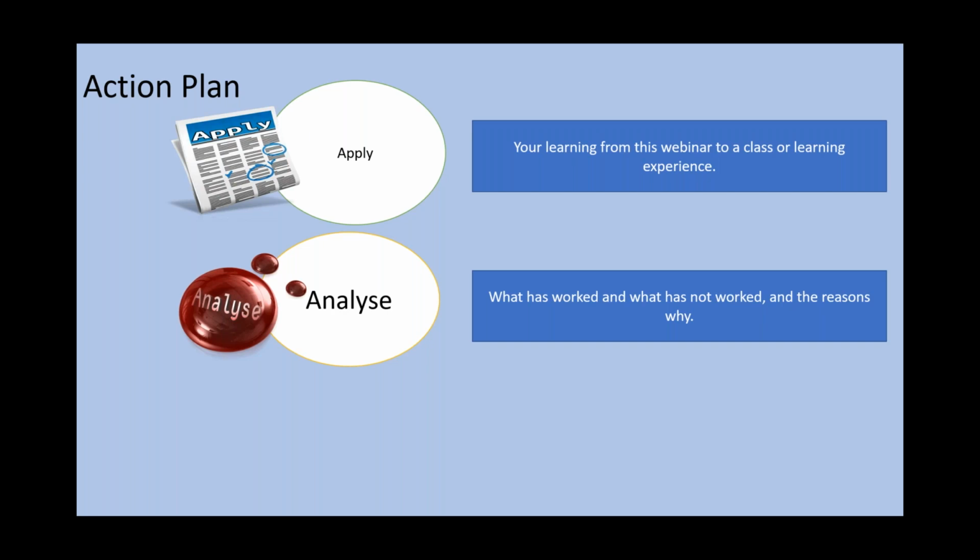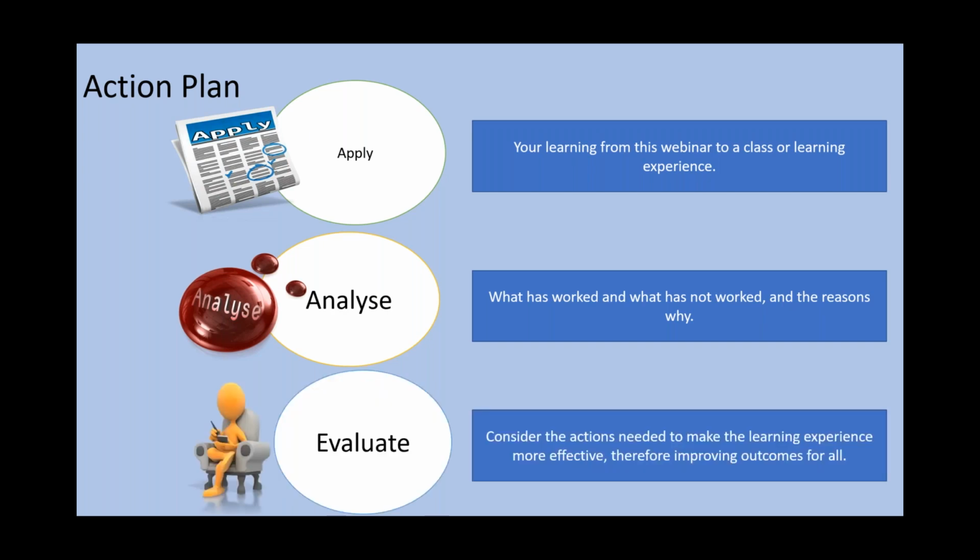So you could go about analysing then what has worked in a classroom, what has worked in a learning experience, what has not worked, and the reasons why. And then you could evaluate, consider the actions needed to make the learning experience more effective, therefore improving outcomes for all. These three are actually the top end of Bloom's taxonomy. You're probably familiar with them, but these three areas are areas that we would be encouraging students that would be exceptionally able to move into. So they're past remembering, and we need to move them on into these areas. So this is a suggested action plan for you, and as I said, do come back to us.